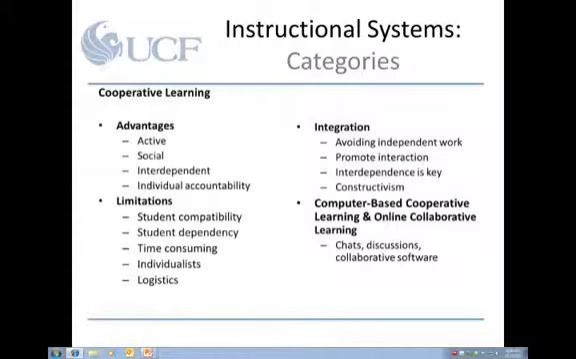Some examples of computer-based cooperative learning and online collaborative learning you've experienced in online courses include chats, discussions, and other collaborative software such as wikis, blogs, those sort of things that you may have had some experience with, and things that we'll explore more as you move through the program.